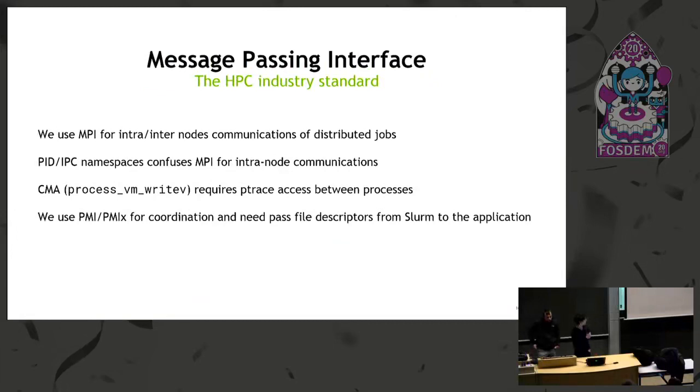A little note about MPI, which is a standard framework for message passing that we use to communicate inside a node or even outside. MPI doesn't really like PID and IPC namespaces, as we discussed. And the cool thing about having a fully unprivileged runtime is that we can use cross-memory attach. The syscall is process_vm_writev, which is extensively used by MPI, and that actually requires ptrace access. So with traditional privileged runtimes, it's kind of hard to have that working.